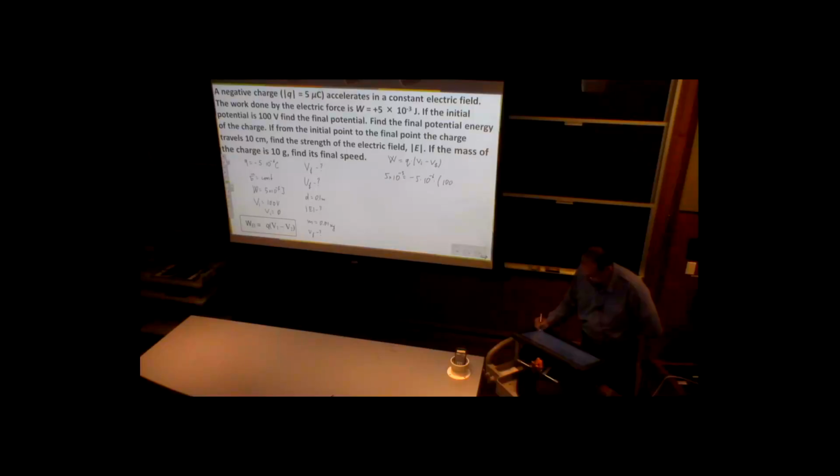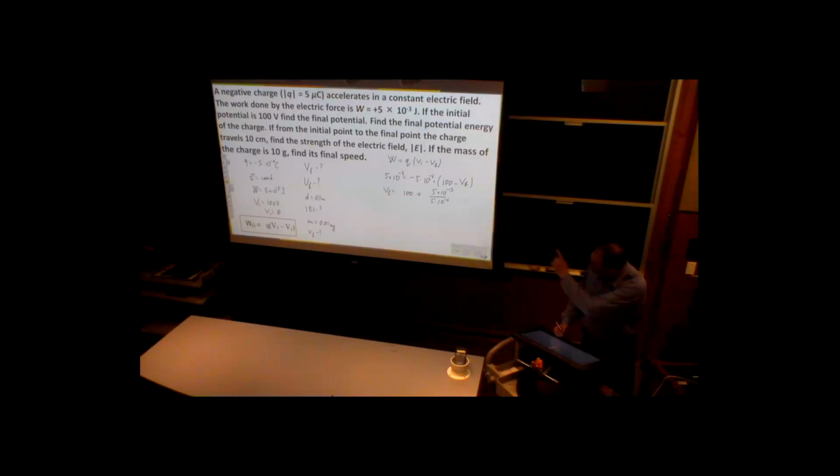5 times 10 to the negative third equals a charge, which is negative, times initial potential, voltage is in several slides, minus final potential. It turns out, actually, it's a very simple algebraic equation. We can solve it for the final potential. It should be equal to (100 plus 5 times 10 to the negative third) over 5 times 10 to the negative sixth.